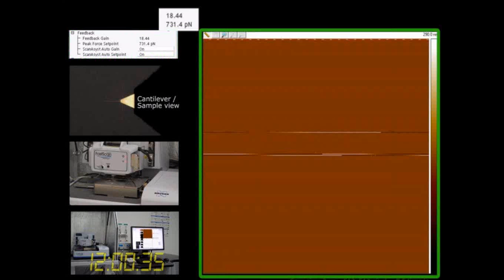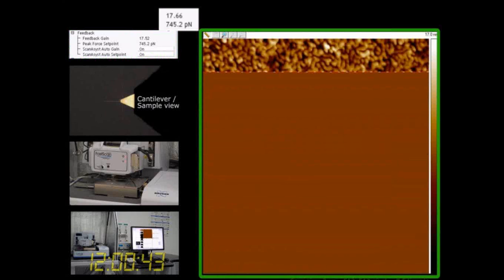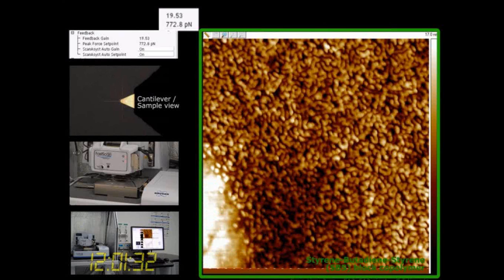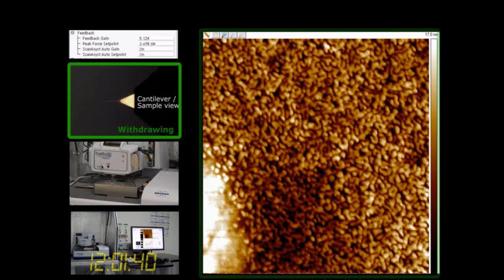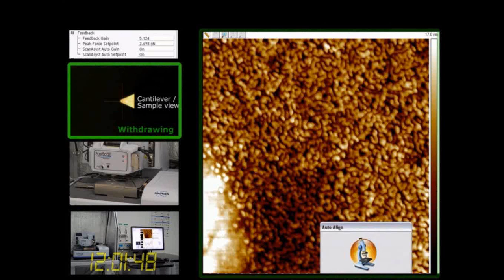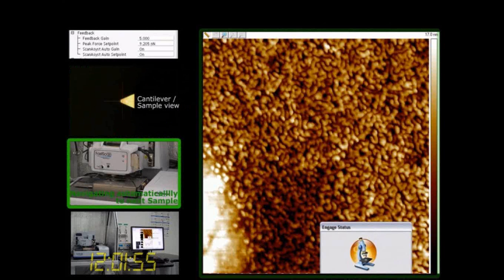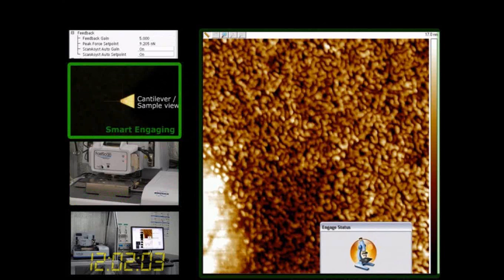The system just engaged to the first sample, and we are now at a 3 times time lapse to save you some time in watching. The real-time clock is in the bottom left corner. So this is a sample of SBS block copolymer, which is reasonably challenging for resolution, and the system self-optimized well to image it and is now withdrawing. Now watch the stage, moving to the next sample. Smart engaging, I'll tell you about that in a minute. Self-optimizing the parameters in PeakForce Tapping and already imaging, and it is the CellGuard sample.